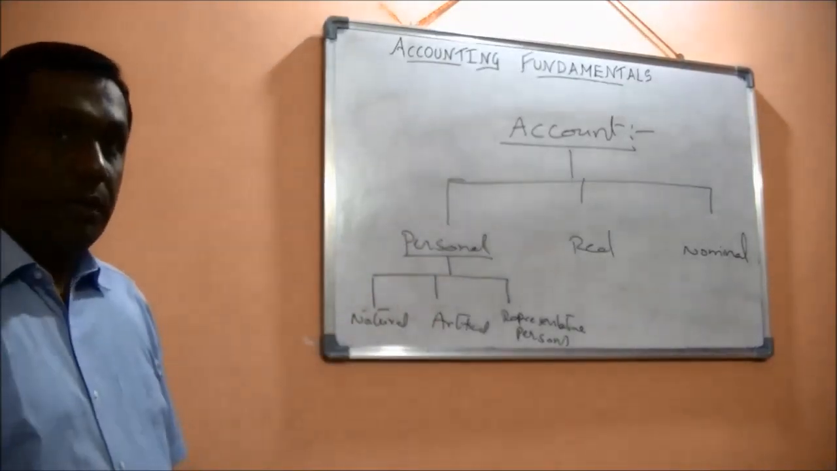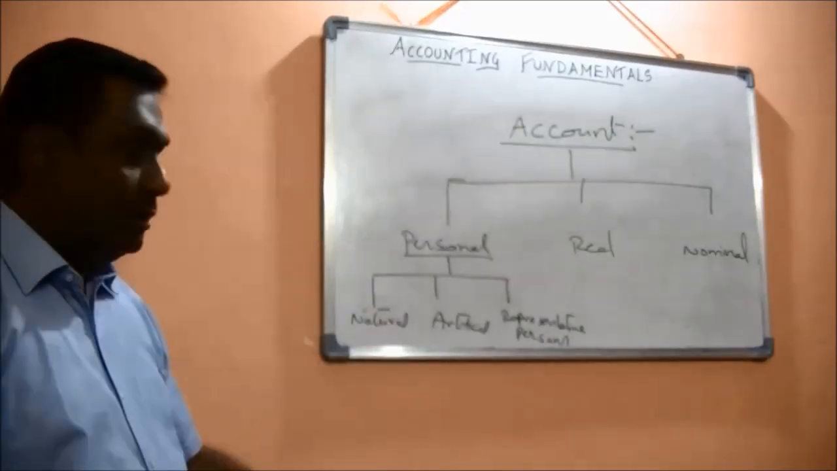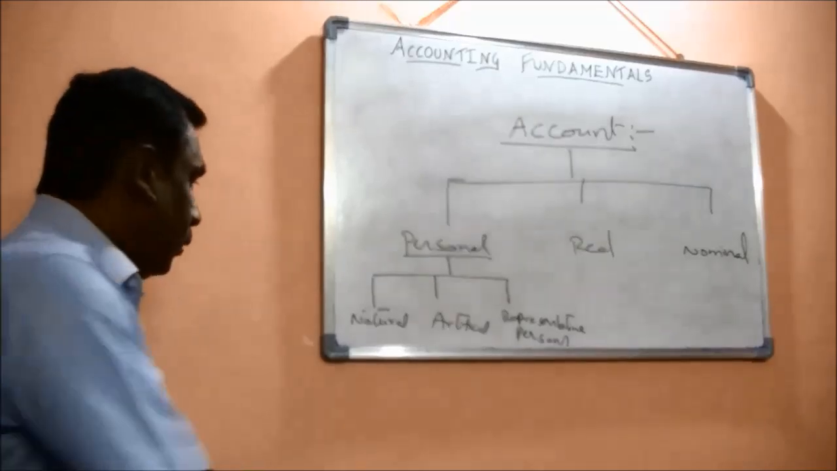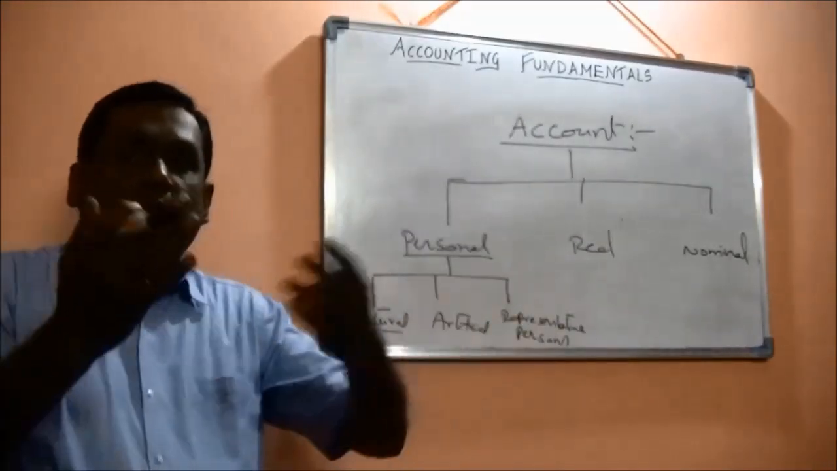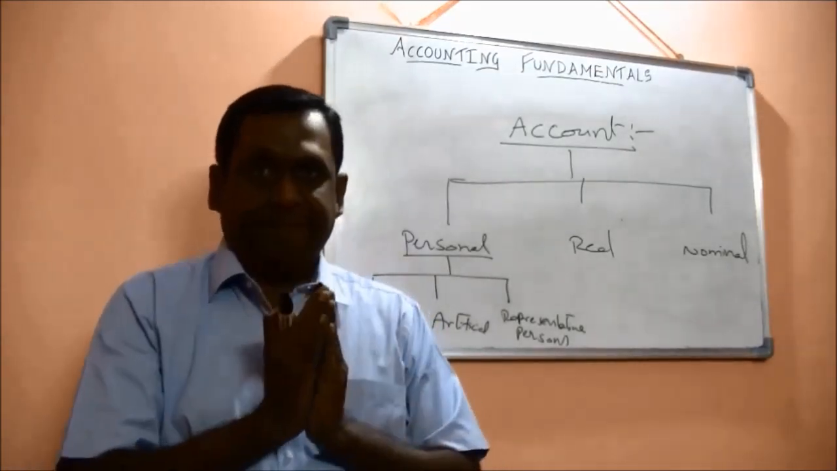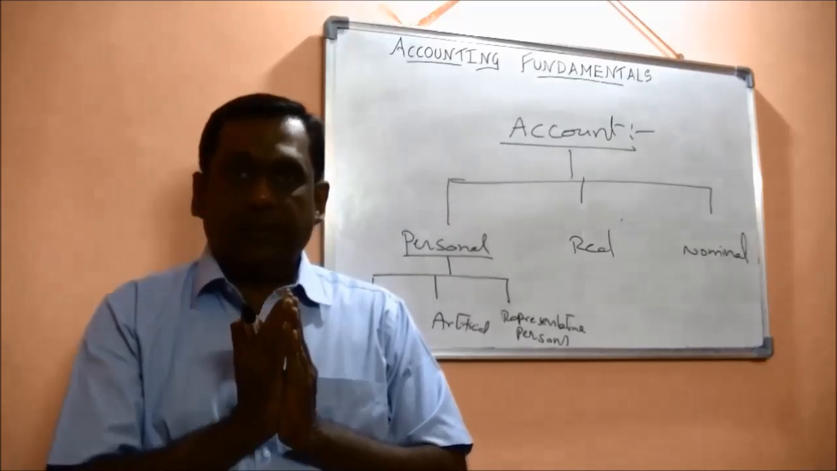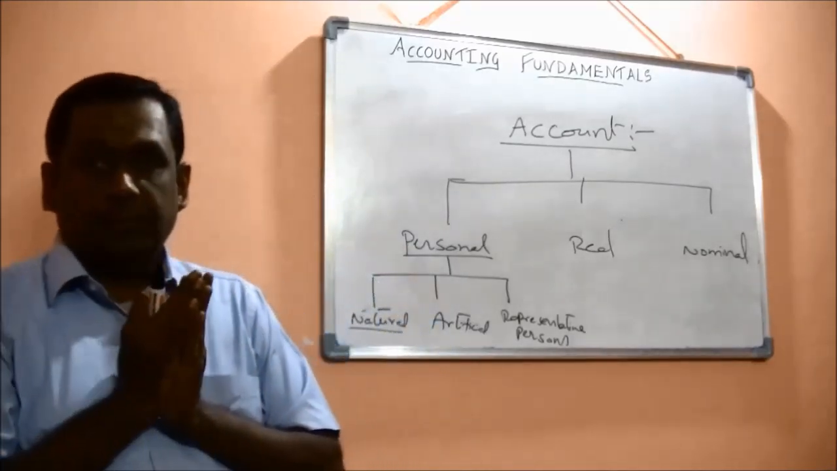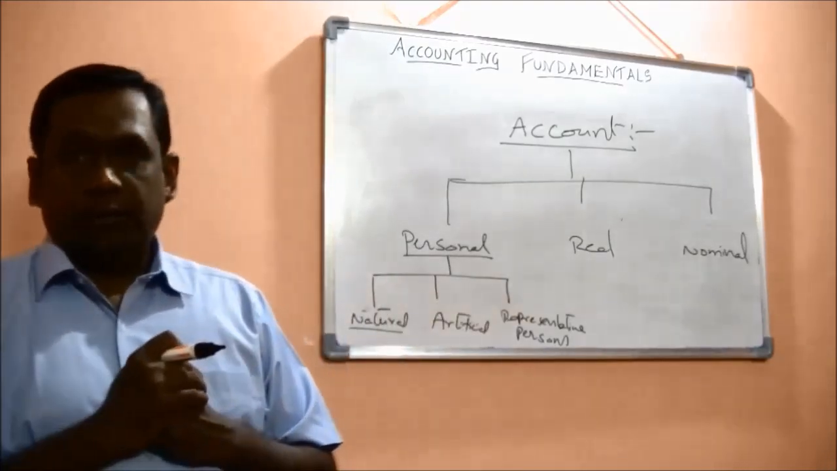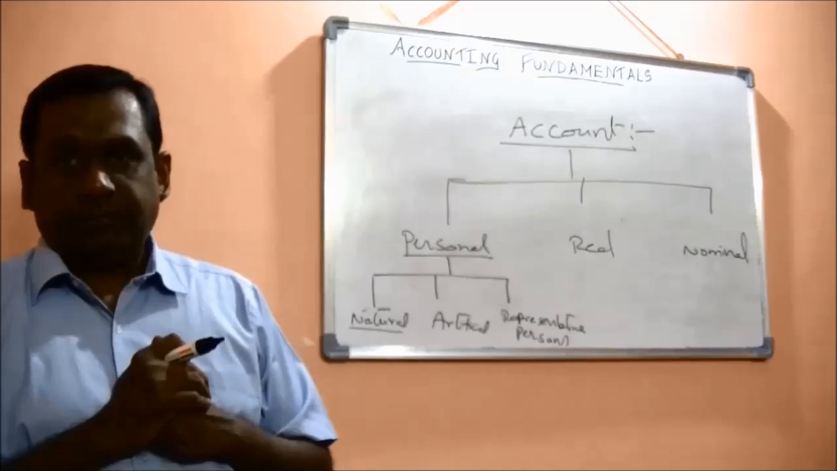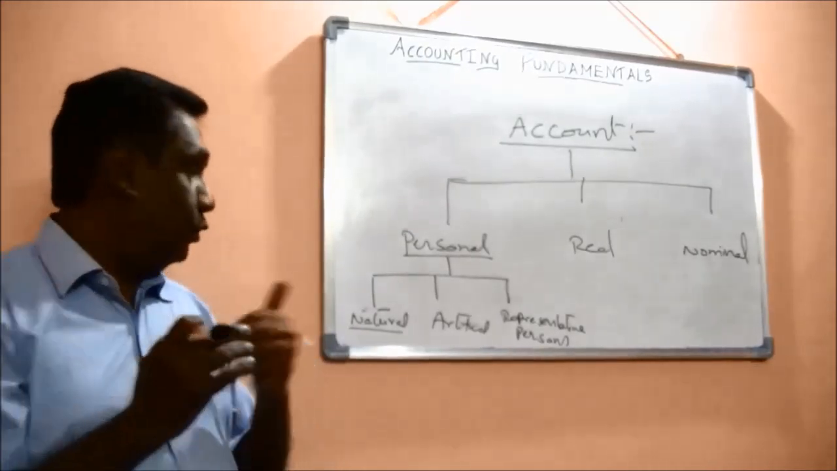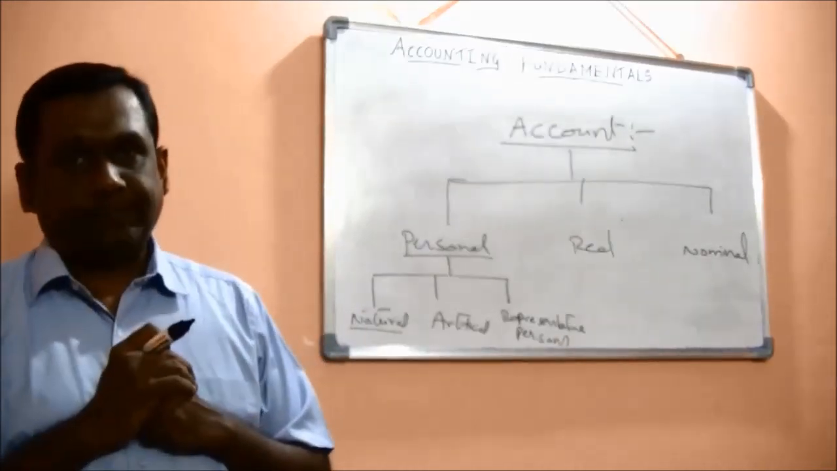Personal accounts are three categories: natural persons, artificial persons, and representative persons. Who is a natural person? We are all natural persons. The person who has life is a natural person. Krishna account, Ramu account, Sita account. These are all natural persons because they have life. So they are called natural persons.